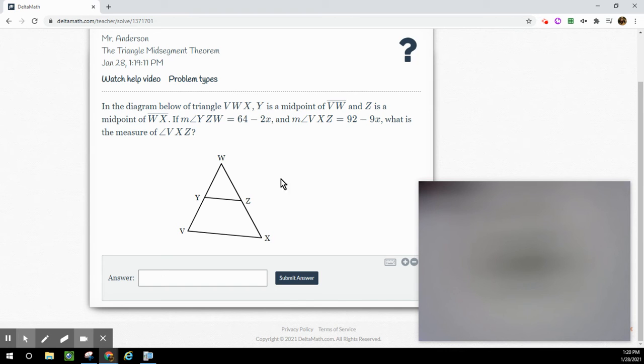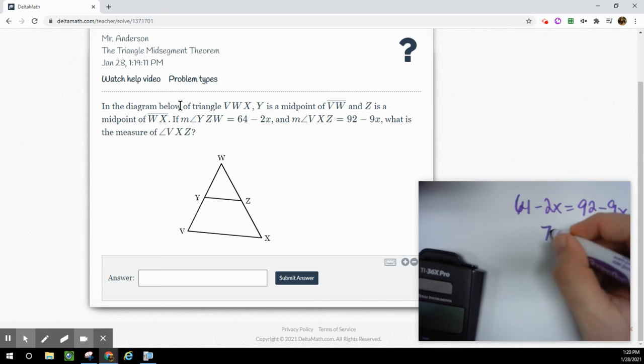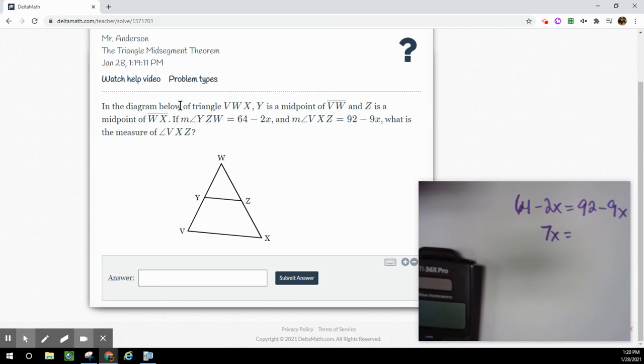This comes down to understanding that the midsegment is parallel to this opposite side, and if that's true, then these two angles would be corresponding and congruent. So we know that we can set those two angles equal. 64 minus 2x equals 92 minus 9x. Let's solve that. We get 7x over here if we add 9x to both sides. If we subtract 92 minus 64, you get 28. And so x equals 4.